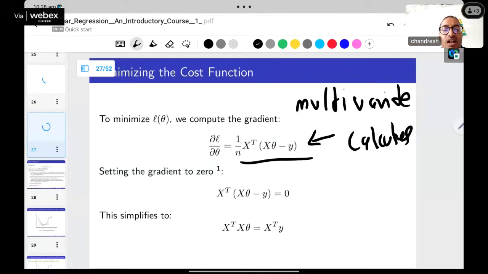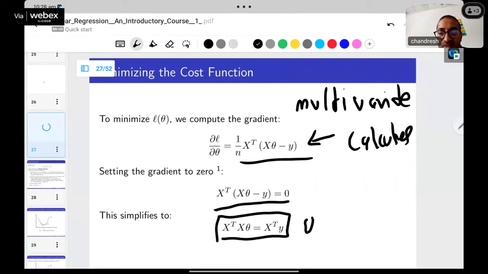Now, if you set this gradient to 0, as one of you pointed out, then this will give me this one. And eventually this will simplify to this one. Upon solving for theta, you will get theta equals (X transpose X) inverse X transpose y. That is my solution to the linear regression problem. That should be familiar to you.